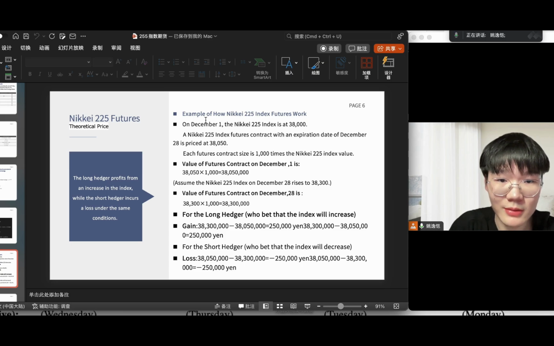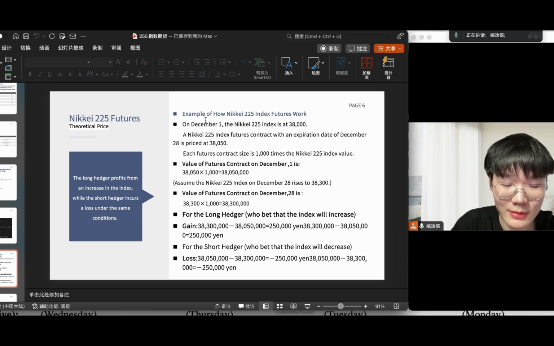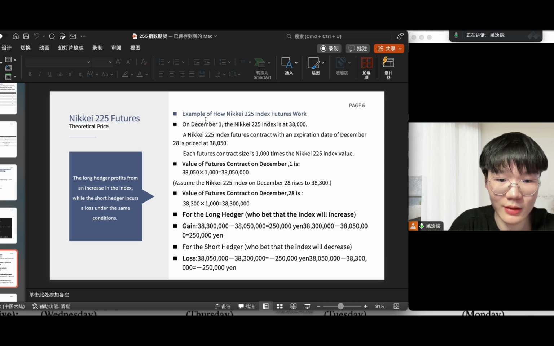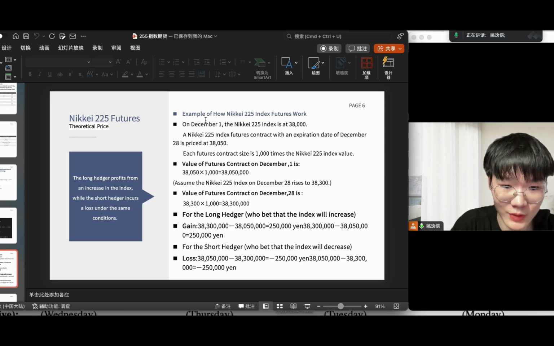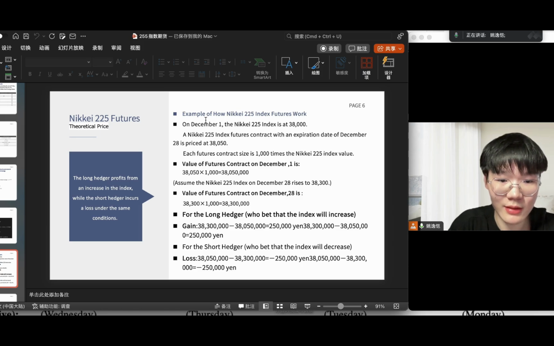Here we talk about how Nikkei 225 index futures work. So these examples roughly demonstrate step by step the mechanism of trading the Nikkei 225 index futures. The core concept is that the long hedger profits from an increase in the index, while the short hedgers will incur a loss under the same conditions.